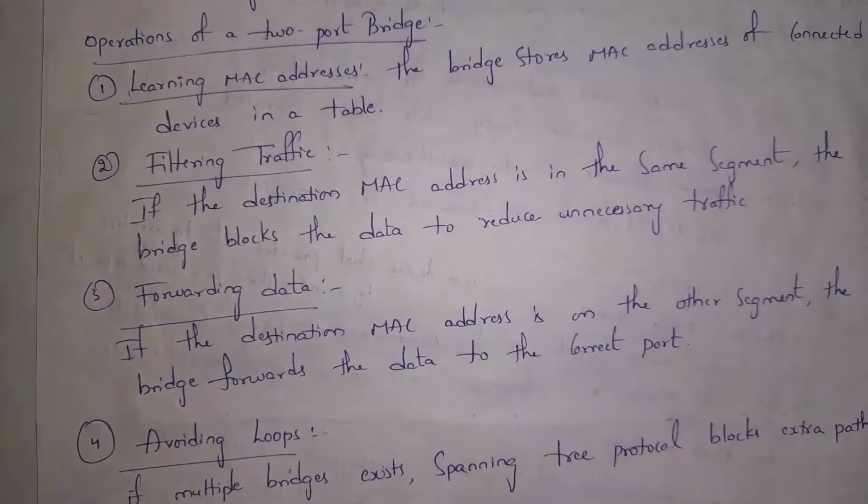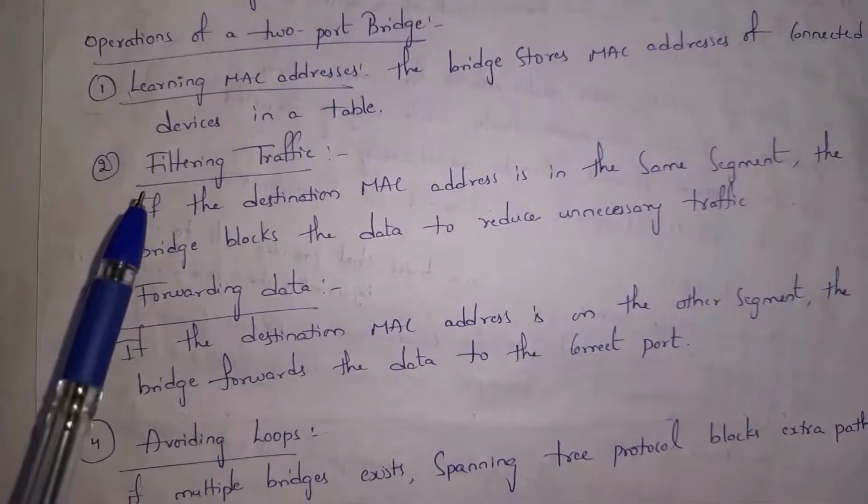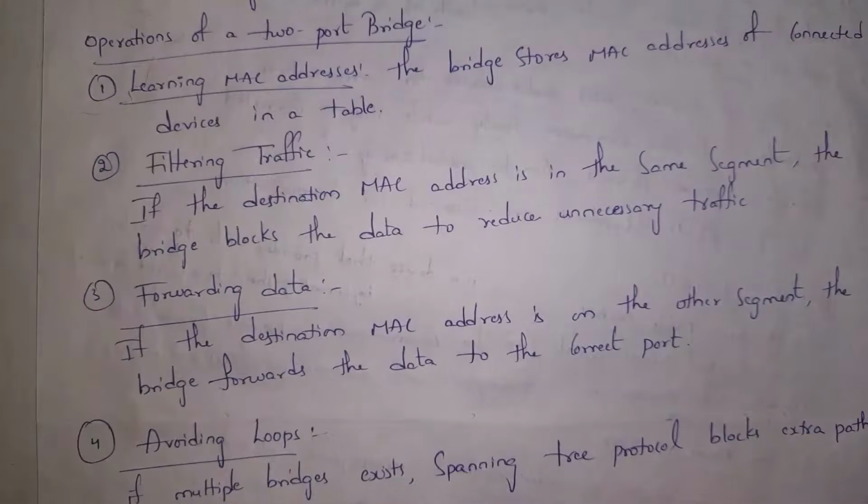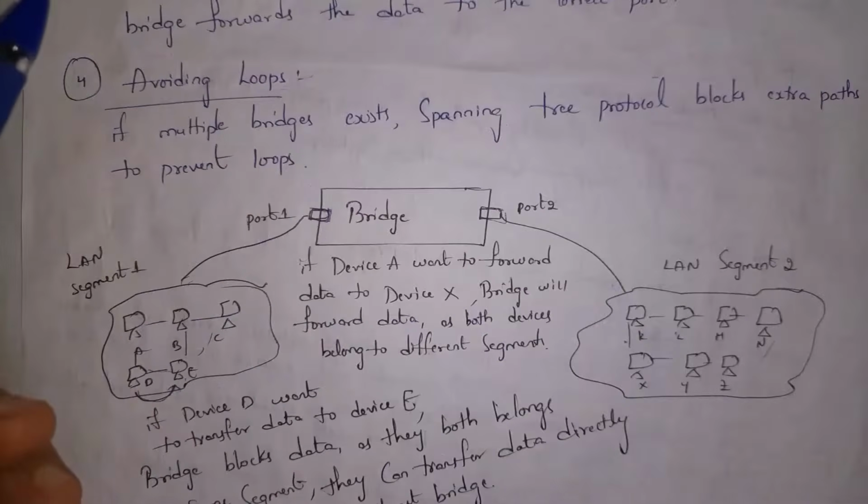If the receiver MAC address is within the LAN, the bridge will not send data and the bridge will block the data. This is known as filtering traffic. And if the receiver MAC address belongs to a different segment, then the bridge will forward the data. This is known as forwarding data. And the last one is avoiding loops.